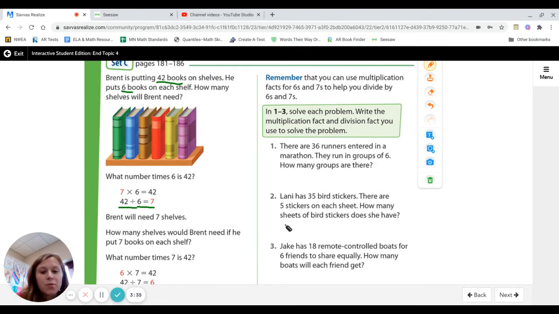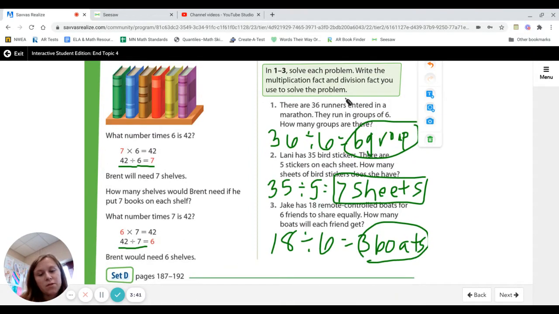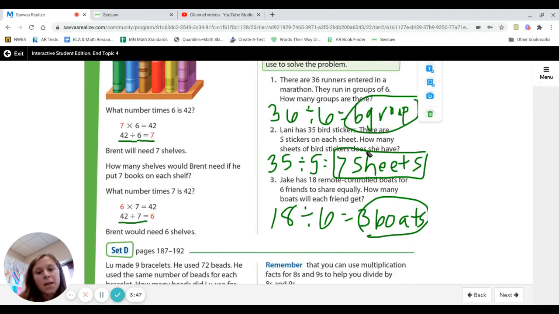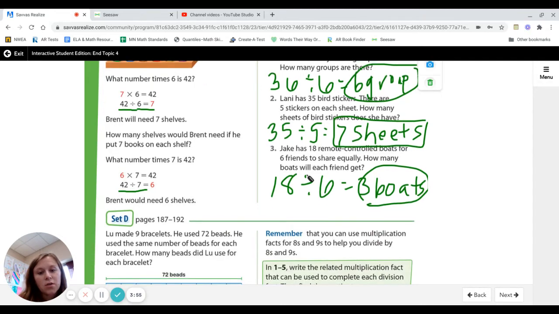I want you to try numbers 1, 2, and 3, and then play the video again when you're ready to check. So number 1, there were 36 runners entered in a marathon. They run in groups of 6, so I knew I was going to do 36 divided by 6 to get 6 groups. Lainey has 35 bird stickers. There are 5 stickers on each sheet, so I'm going to do 35 divided by 5 to get 7 sheets. And number 13, I will do 18 divided by 6 to get 3 boats per friend.